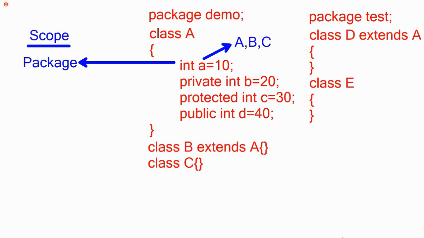Okay. The private variable scope is class scope. Within the class only. That means in how many classes can we access it? Only 1, that is A. That's it. If you try to access it in B class also, an error comes. You cannot access it.